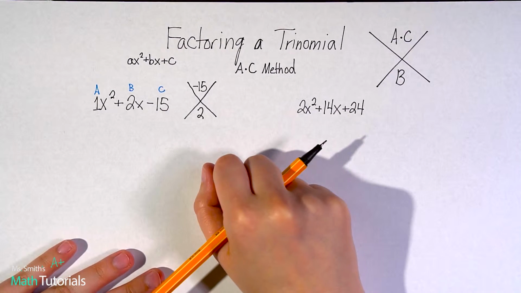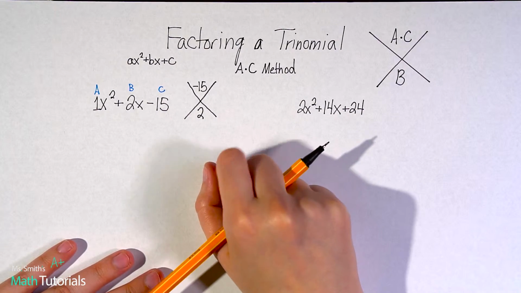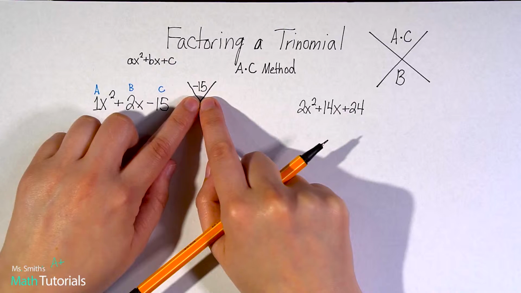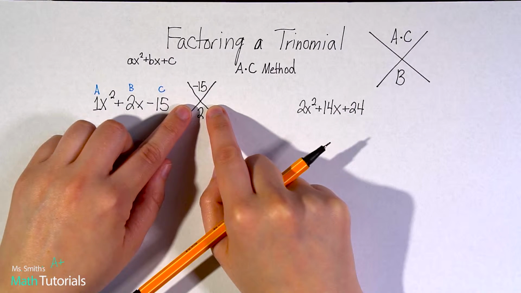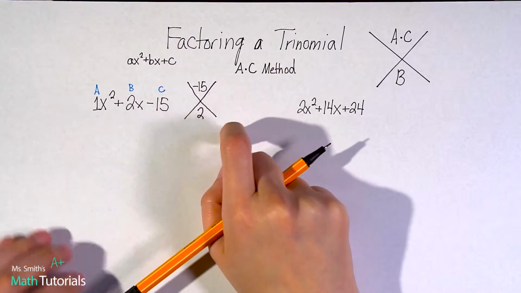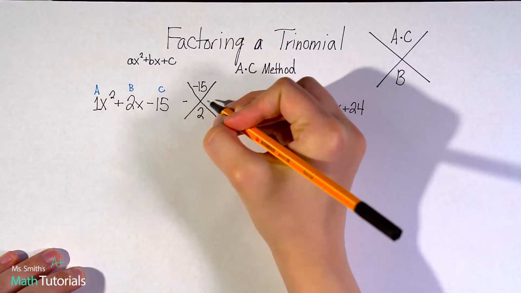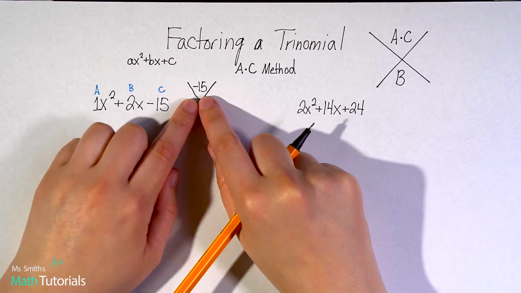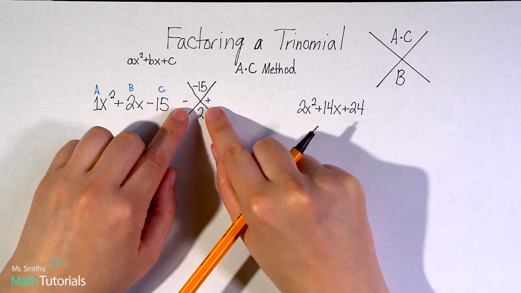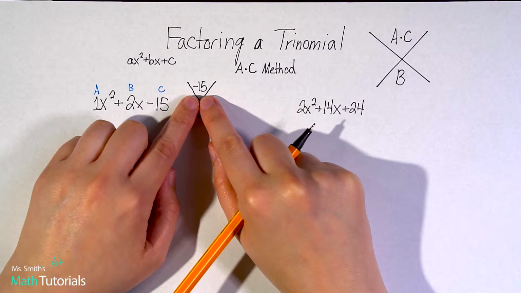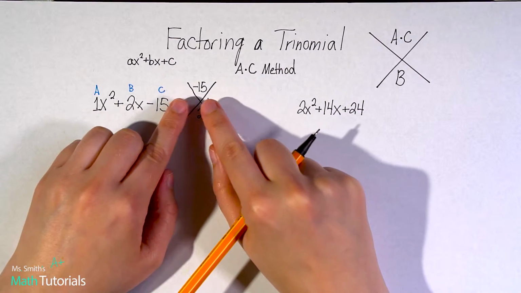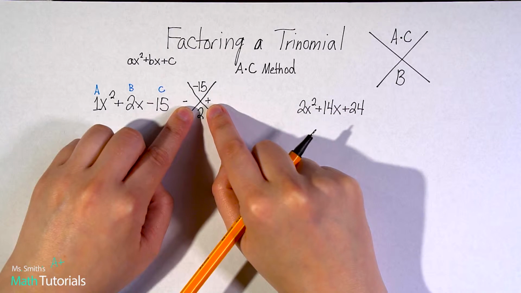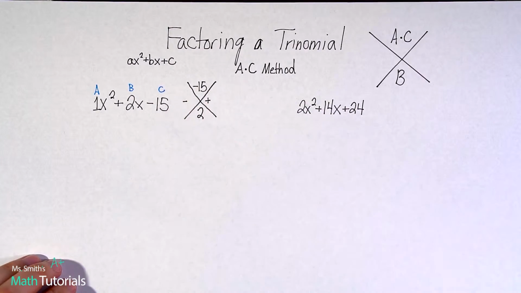Now, I think it's easiest to do the signs first. So let's think. If I'm multiplying and I'm getting a negative 15, the only way I could multiply and get a negative would be if one of these numbers was negative and one was positive. Because think about it. If they both were positive, that would multiply and give me a positive. And if they both were negative, that would also multiply and give me a positive. So the only way I can multiply and get a negative would be to have a negative and a positive. So easy to knock the signs out first.